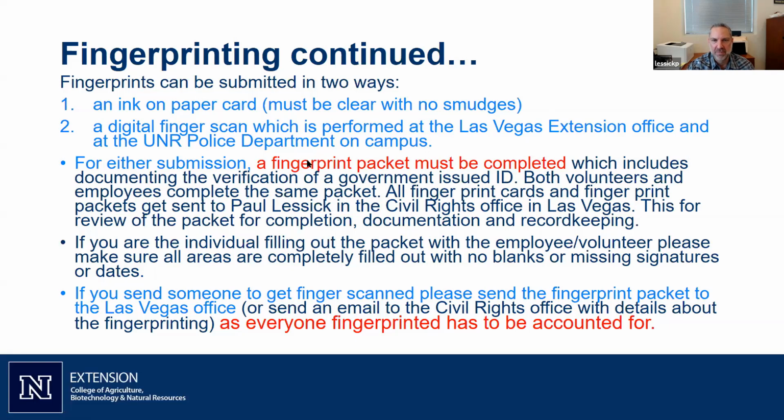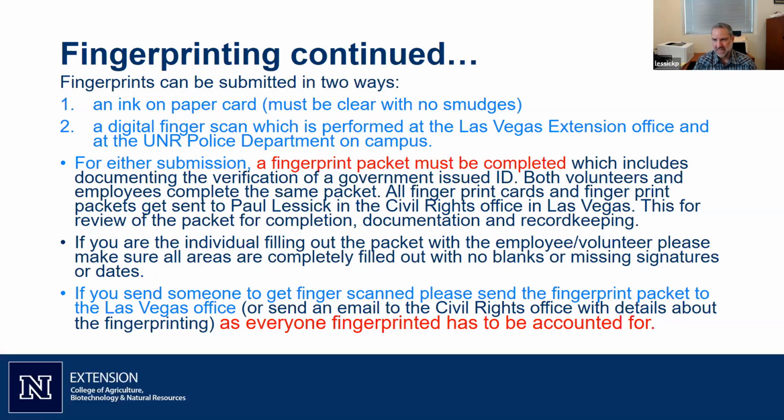So a fingerprint packet must be completed. Hold on, folks, another question. Okay. A fingerprint packet must be completed for every single person fingerprinted. And that includes, it's 7 pages. You fill out completely, no missing pages or missing signatures. You have to check the volunteer or the employee's picture, government issued identification, and then everything gets sent to my office. That way I can look at it, check for errors, document it, we put it on a spreadsheet, we document when we received it and when we send it to the police department.